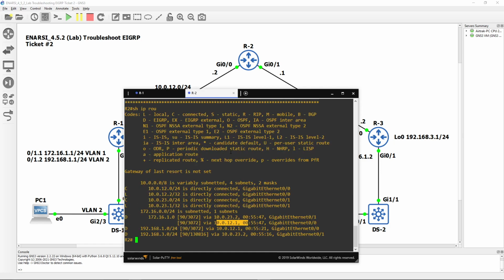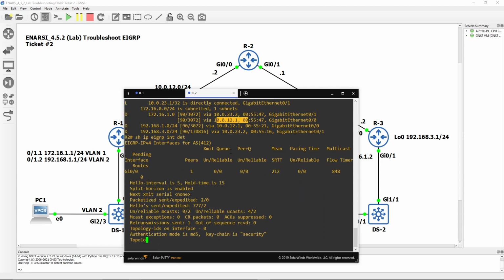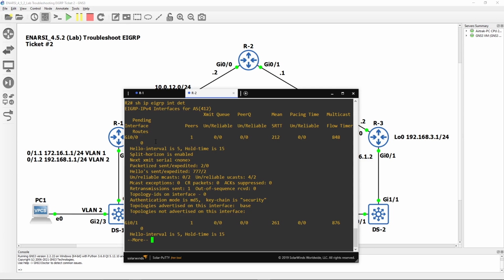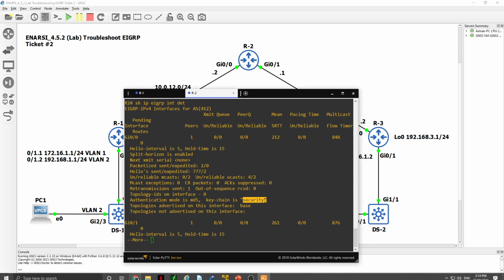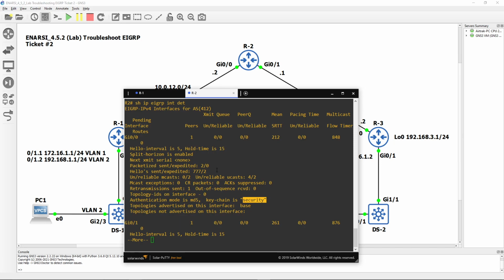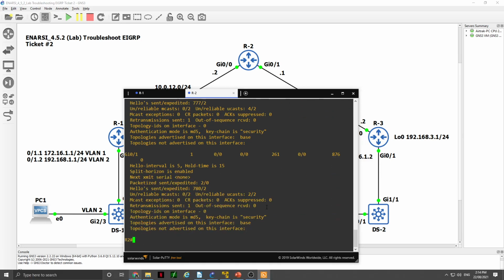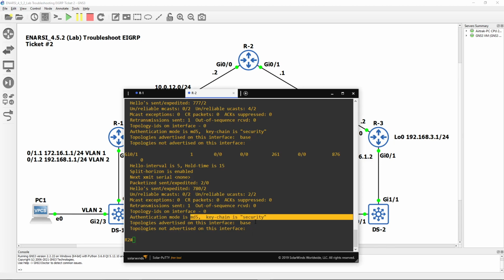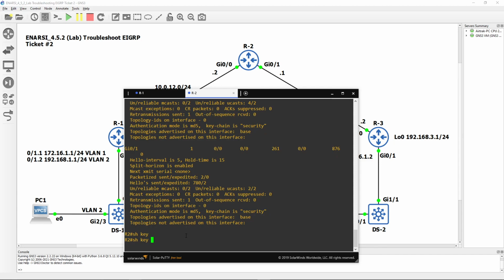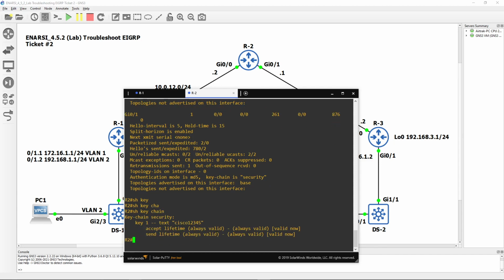Alright. Show IP EIGRP interfaces detail. So 00 is facing router 1. It's got MD5 and keychain. And that's working correctly. So let's have a look at show keychain. Key 1, Cisco 12345. So it's the same keychain as the other side.